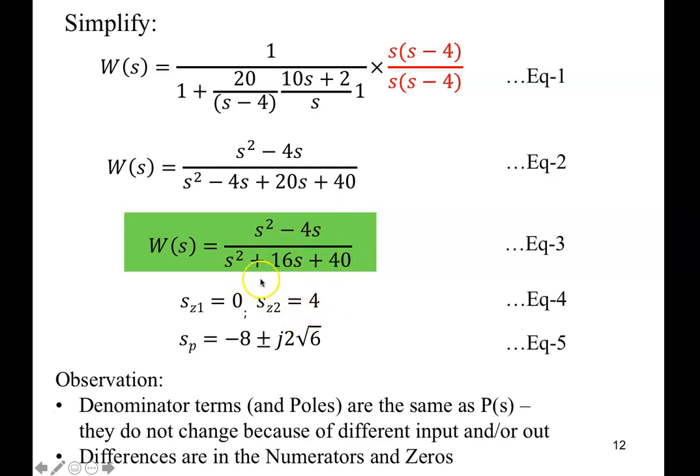The poles will be the same because it's the same pole as before. So if we equate the denominator terms to 0, then I found the same poles as the previous transfer function. It is minus 4 plus or minus j2 times square root 6. Again, the real part of the characteristic pole is negative. Therefore, the system is stable.